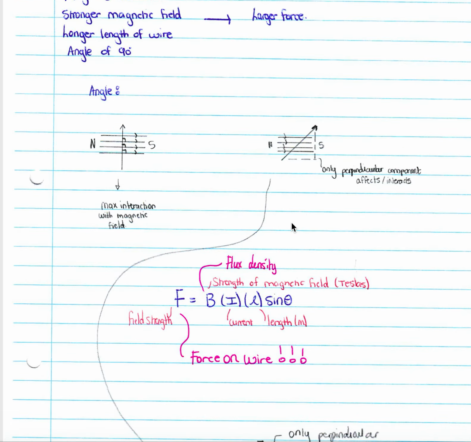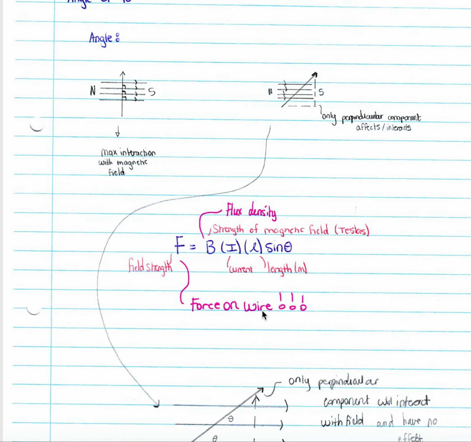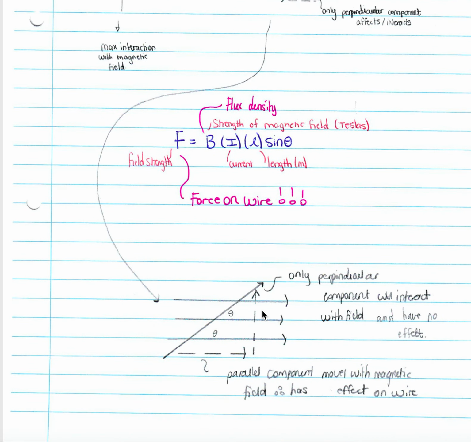When we look at our field strength, which is the force on the wire, this F is the force experienced by the wire. We calculate it using our flux density, B, which is the strength of the magnet, times by our I, which is the current flowing through the wire, times by the length in meters of the wire, times by the sine of the angle made between the wire and the magnetic field between the magnets.